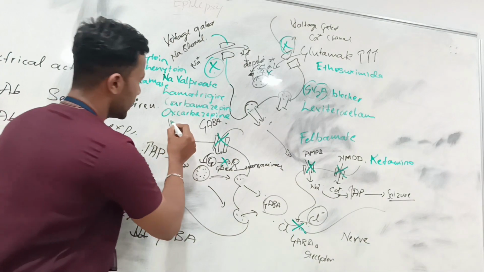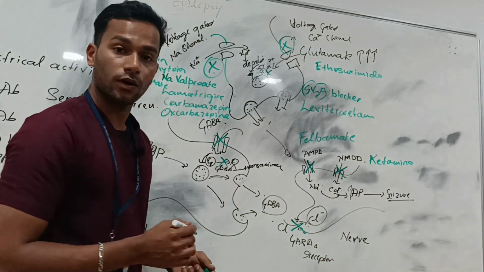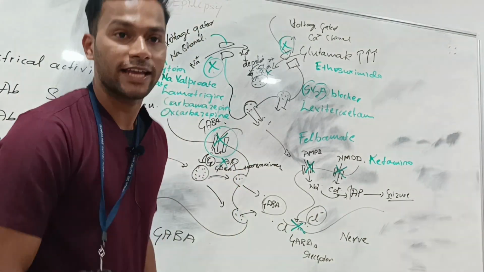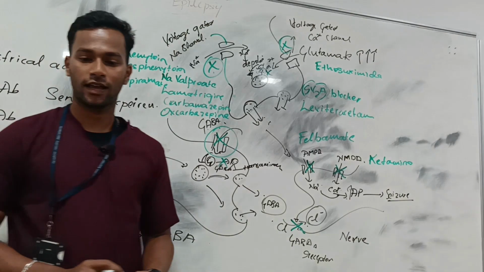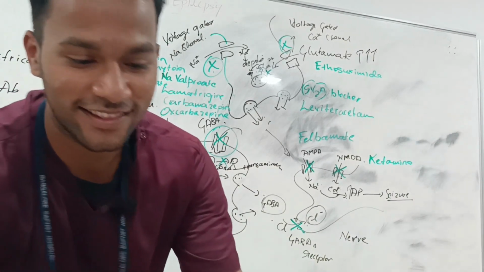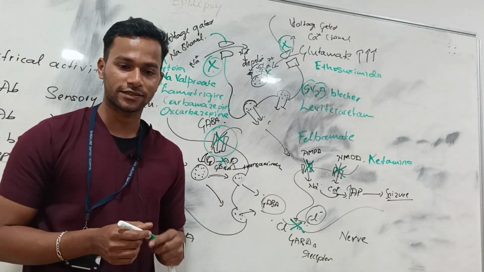Now coming to the drugs which act on the GABA neurons. So this thing, GABA reuptake inhibitors. Diazepam, GABA reuptake inhibitors.